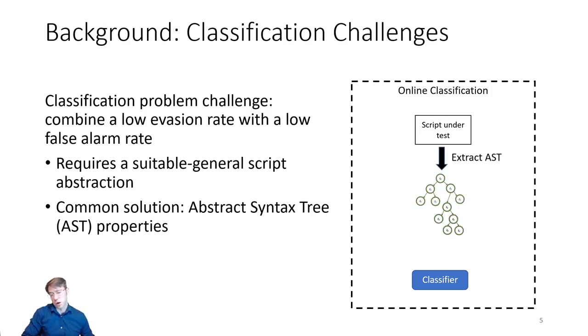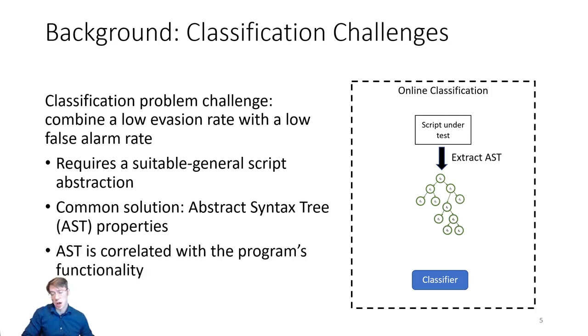So the way a classifier often works is the AST is first extracted, and then, because the AST is correlated with the program's functionality, so it's a fairly reasonable choice, classification is performed on the AST. Of course, this fact that the AST is only correlated with the program's functionality gives an opportunity for adversarial behavior.